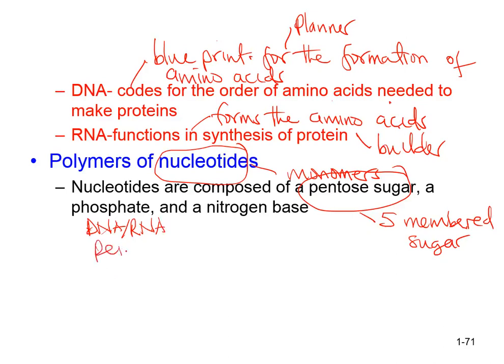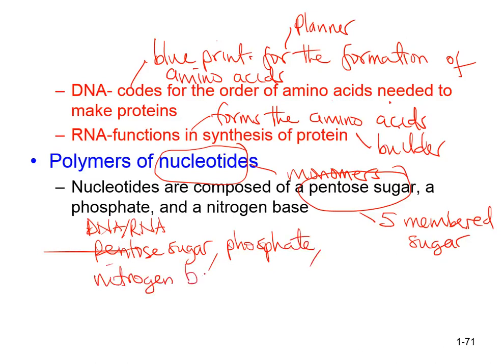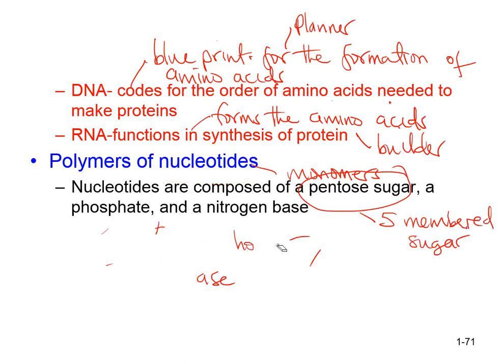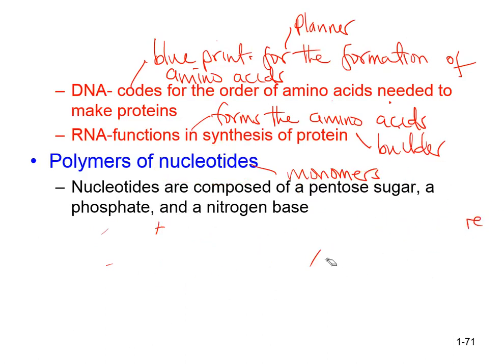Must have pentose sugar, that is five-membered ring sugar. They must have a phosphate, and they must have nitrogen base. So we'll see what these ones mean. So I'm taking them off here so that I see what we have in the end. I hope you've written them.